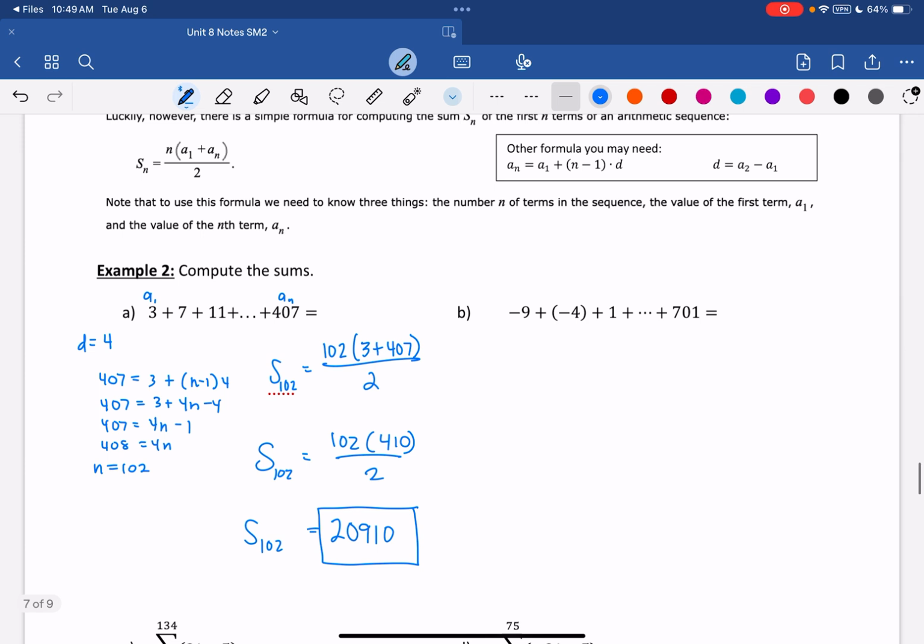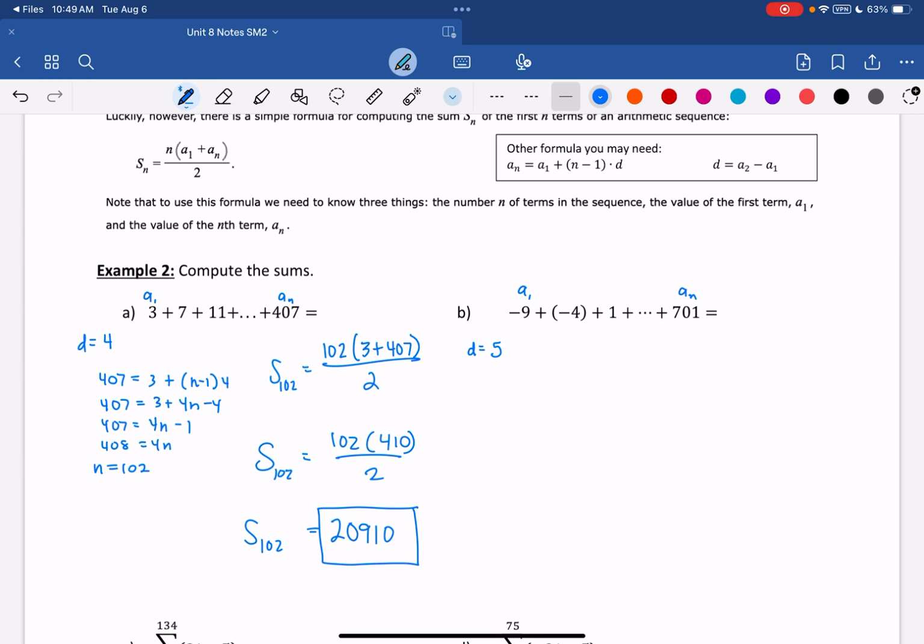Okay, let's try the next one. We have -9, -4, 1, 701. So it looks like each time, what are we adding? It looks like we're adding 5, so D is 5, A1 is here, AN is there.